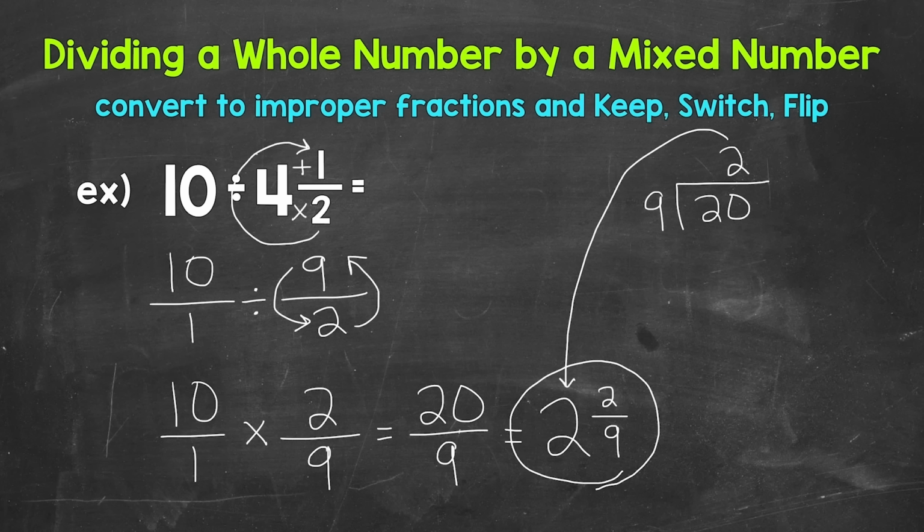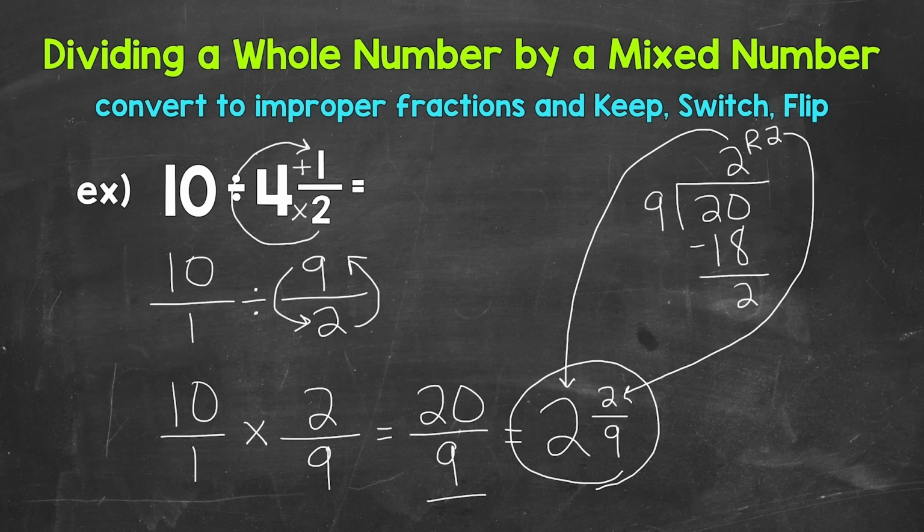Now we multiply. 2 times 9 is 18. Subtract. 20 minus 18 is 2. So we get a remainder of 2. That remainder is the numerator of the fractional part of the mixed number. And then we keep the denominator of 9 the same. So there's how to divide a whole number by a mixed number.